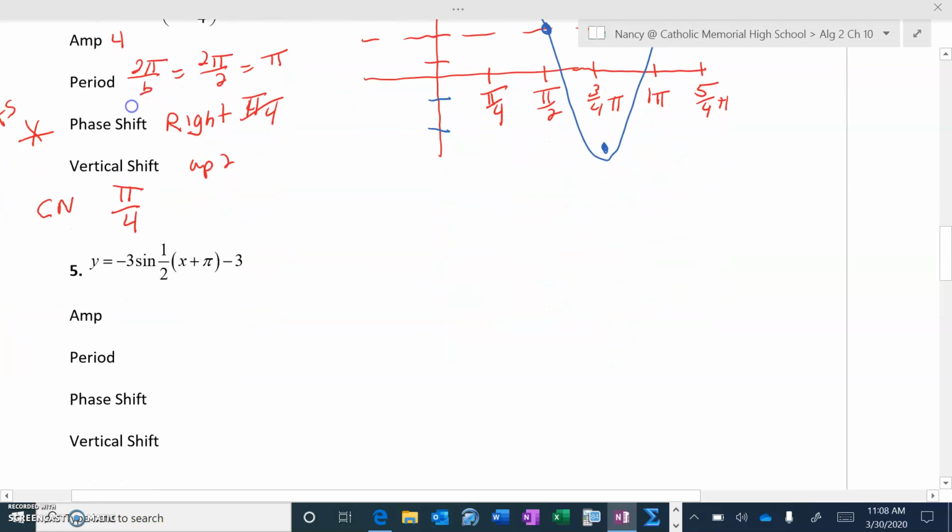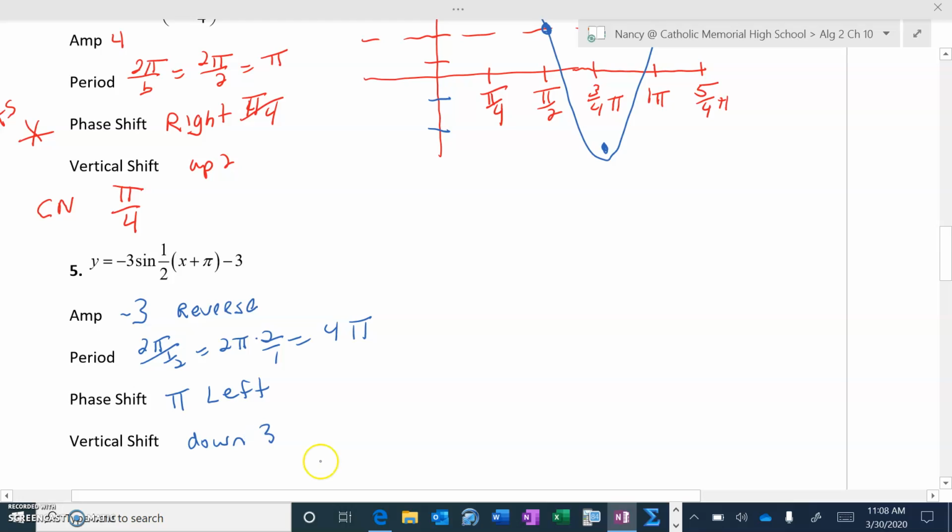If I look at my next example, it's a sine graph. My amp is -3, so this is going to be a reverse graph for sine. My period is 2 pi divided by 1/2, which is 2 pi times 2 over 1, which is 4 pi. My phase shift is pi left, and my vertical shift is down 3.